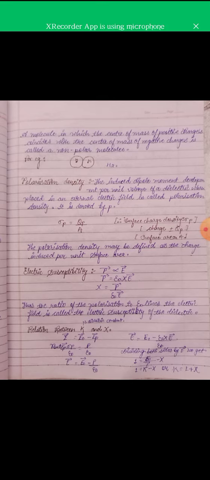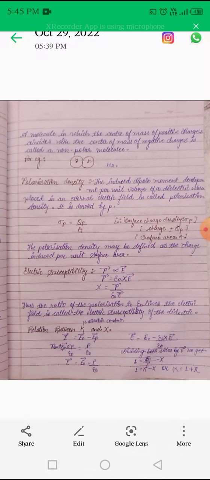Electric susceptibility. P is directly proportional to the electric field. Here P is the polarization. P equals epsilon naught chi E vector. Chi equals P upon epsilon naught E vector. Thus, the ratio of polarization to epsilon naught times the electric field is called the electric susceptibility of the dielectric.